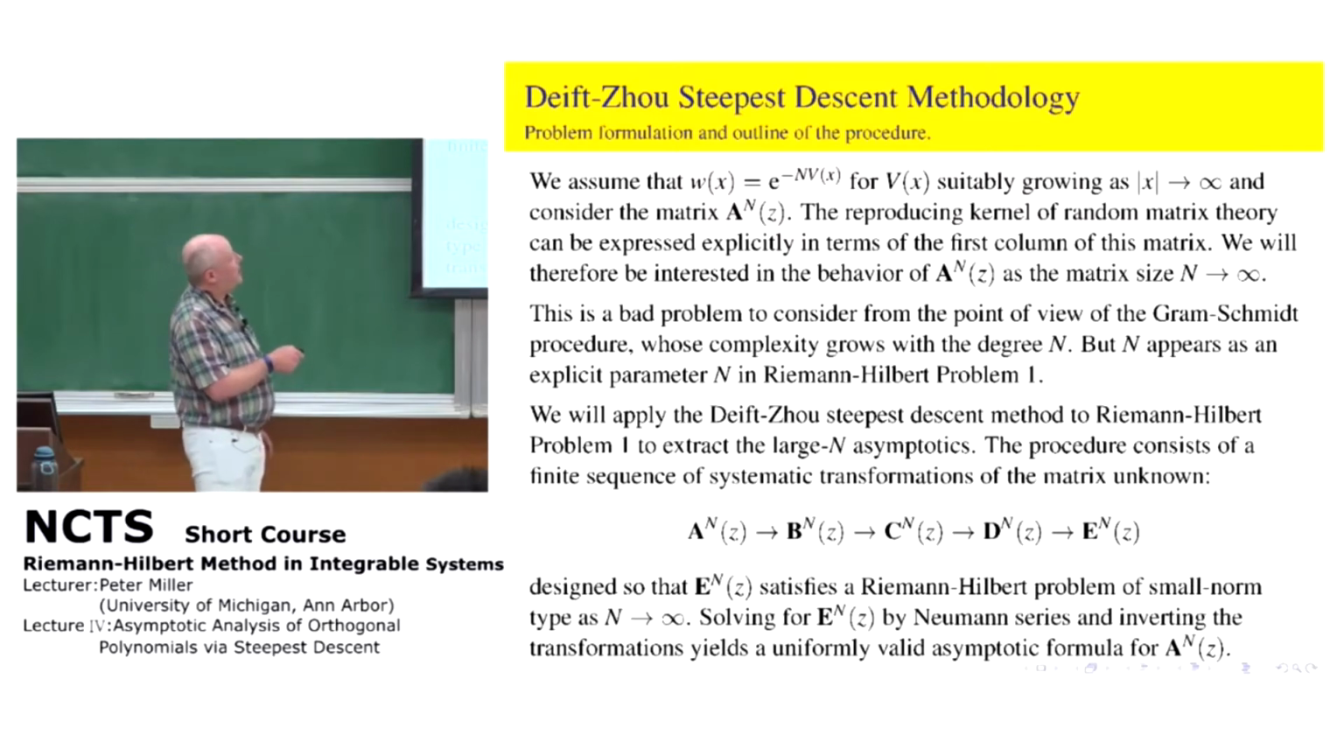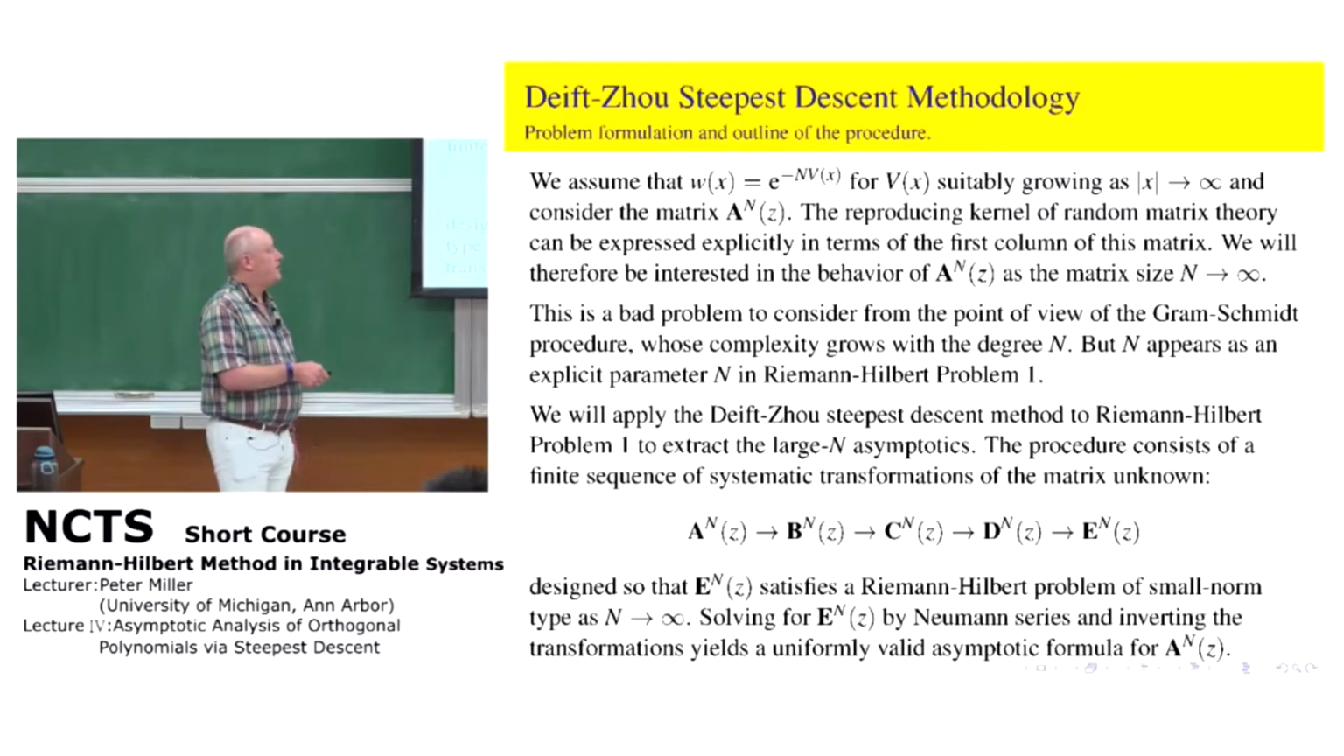So as we said, this is not a good problem to consider from the point of view of the Gram-Schmidt procedure because that has increasing complexity, but the n is an explicit parameter in the Riemann-Hilbert problem. So we will apply the Deift-Zhou method, and the procedure is going to consist of just a finite sequence of completely systematic transformations of the matrix unknown. So we'll start with A_n of z, and with a certain goal in mind that I will explain, we will try to transform it into B and then into C.